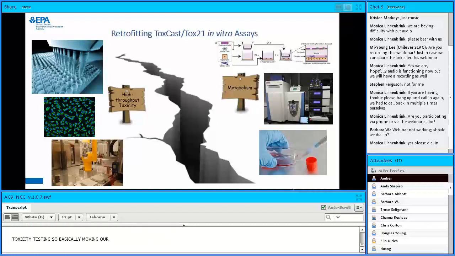There are metabolically competent cell systems like primary human hepatocytes or HepaRG cells, but we have a lot of assays. Just in ToxCast alone, we have roughly 800 assays. Half of them are cell-based, and most of them are not in HepaRGs or primary human hepatocytes.